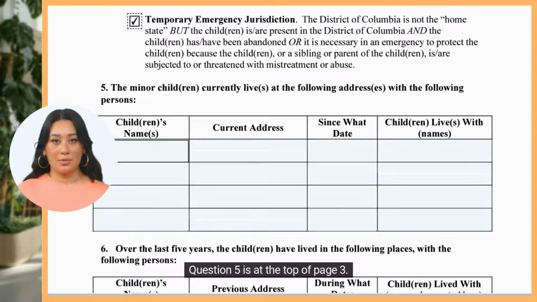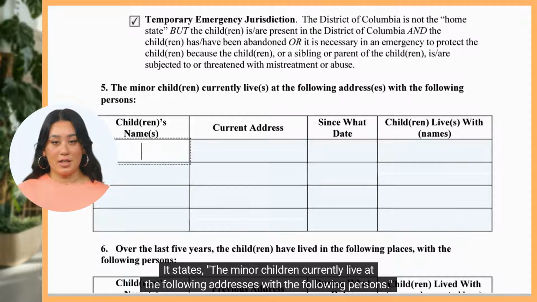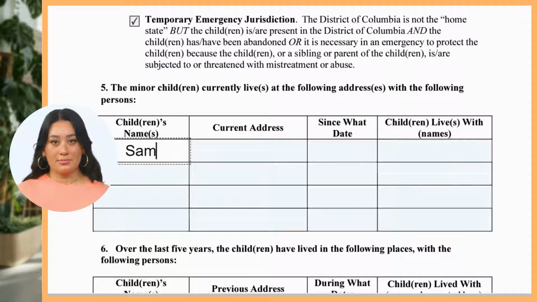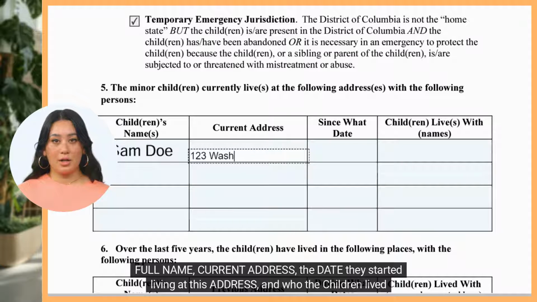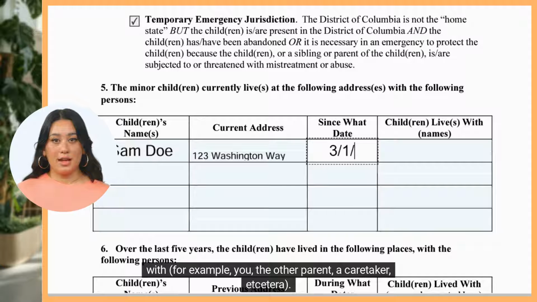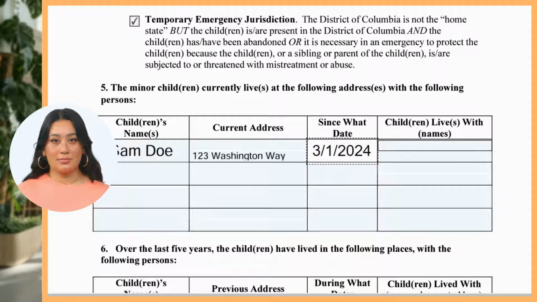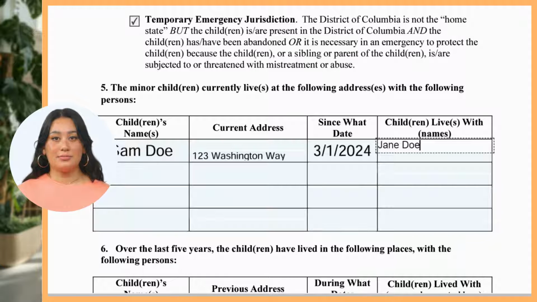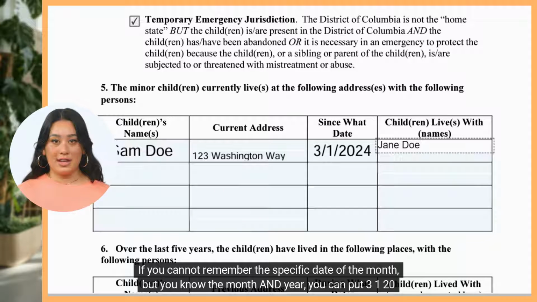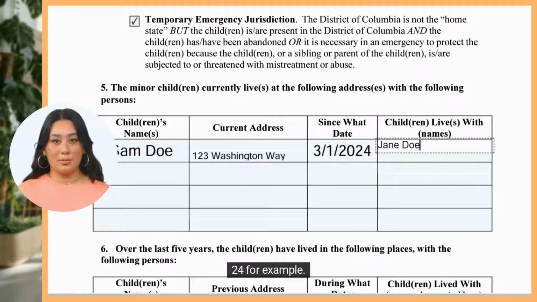Question 5 is at the top of page 3. It states, the minor children currently live at the following addresses with the following persons. You will complete the chart with the following information for each child: full name, current address, the date they started living at this address, and who the children lived with, for example, you, the other parent, a caretaker, etc. You should do your best to remember the date the children started living at this address. If you cannot remember the specific date of the month, but you know the month and year, you can put 3/1/2024 for example.